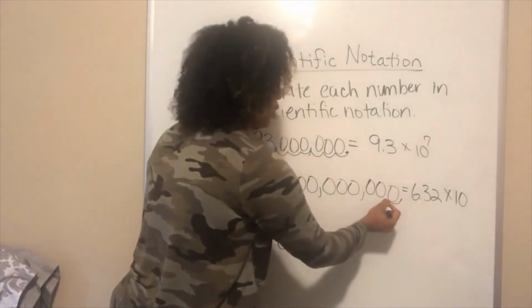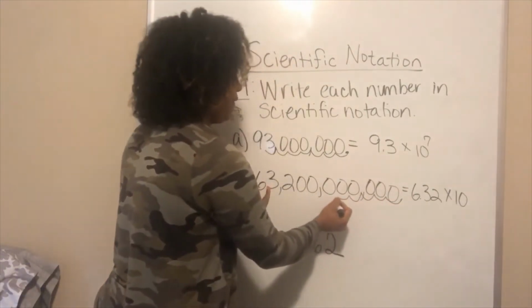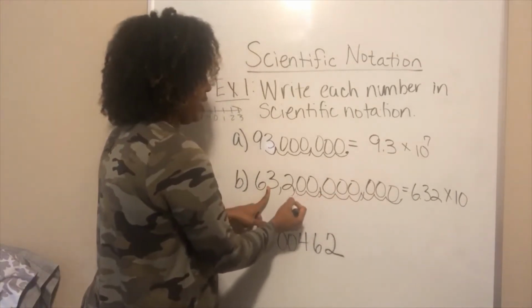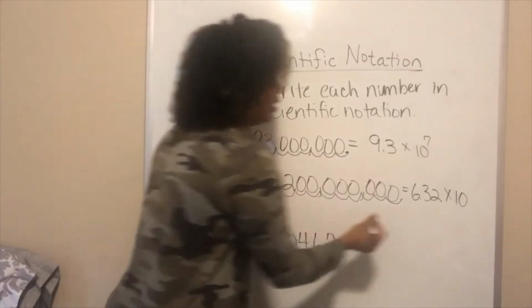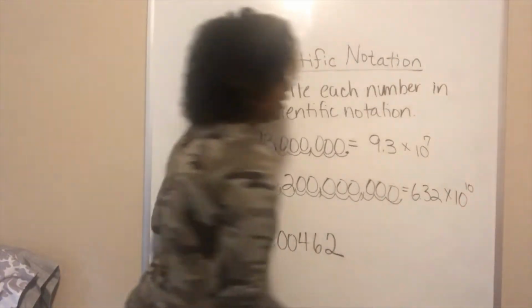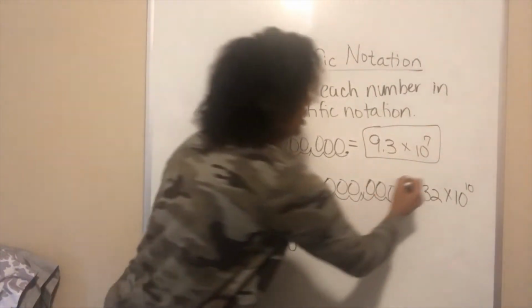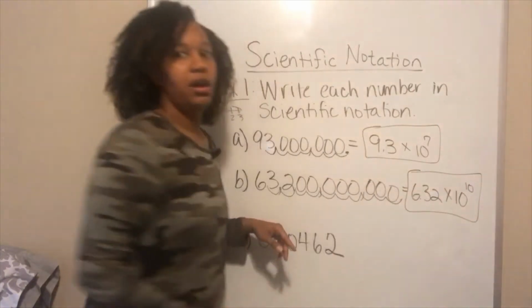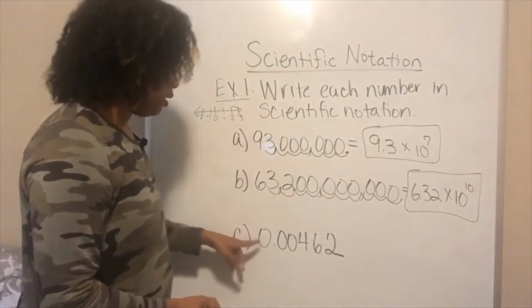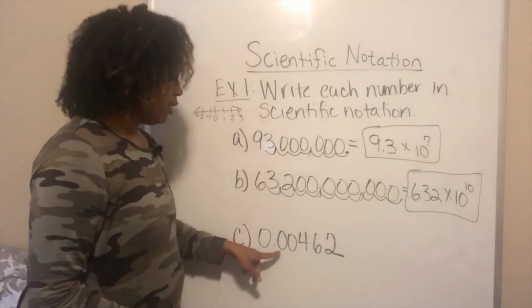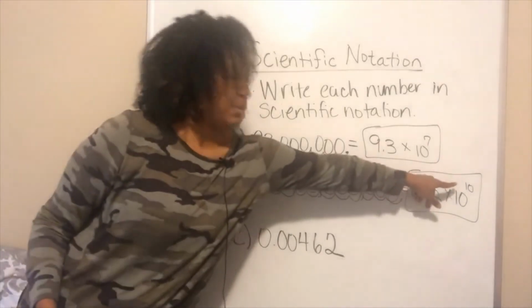So that would be 1, 2, 3, 4, 5, 6, 7, 8, 9, 10. So that means this is times 10 to the 10th power. So this was my scientific notation for the first one. Here's my scientific notation for the second one. And now for this one, so this was a bigger number, so my exponent was positive.